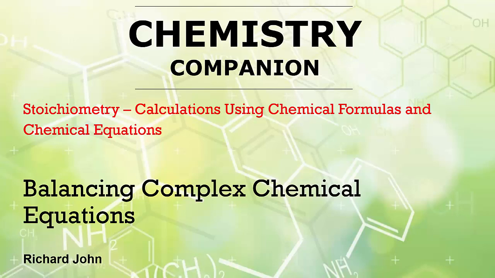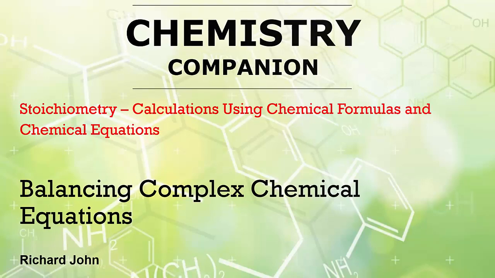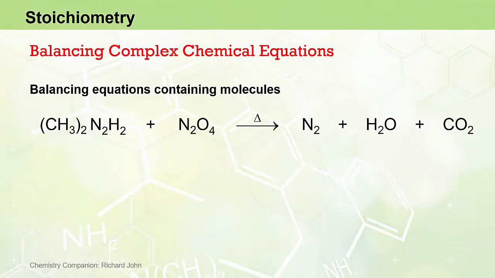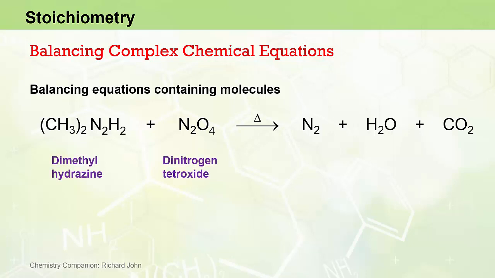In this video, we're going to look at the approaches we take to balance complex chemical equations containing molecules. We follow up in the next video with examples of balancing complex equations involving ions and polyatomic ions. The specific example we will consider in this video is the chemical equation representing the reaction between dimethylhydrazine and dinitrogen tetroxide to produce elemental nitrogen, water, and carbon dioxide.